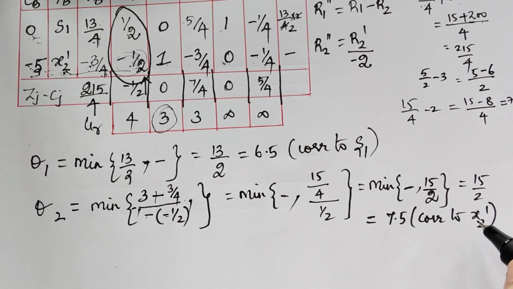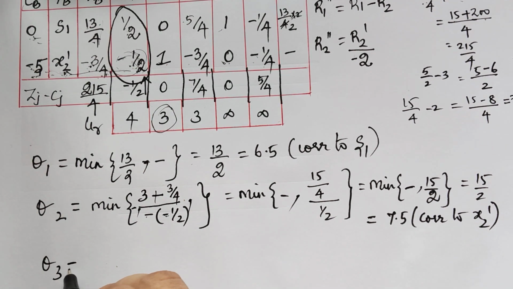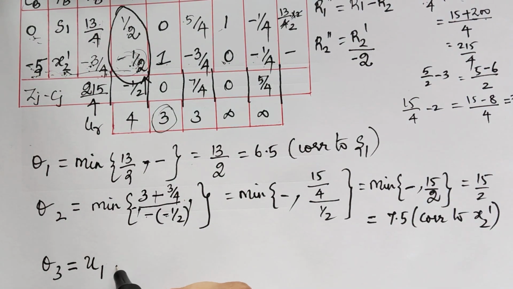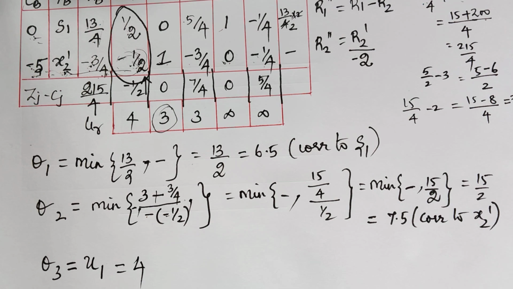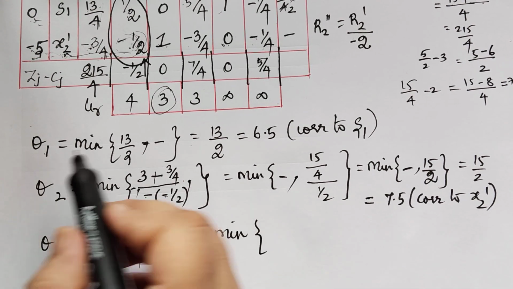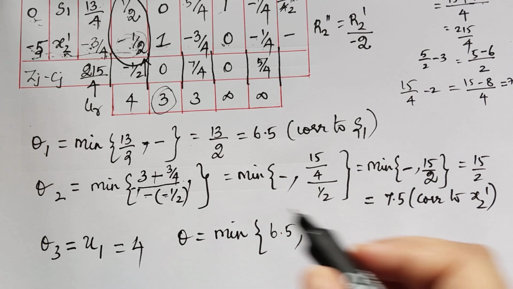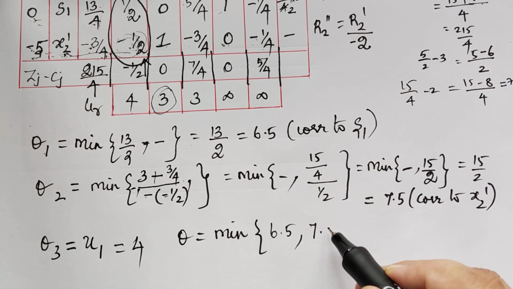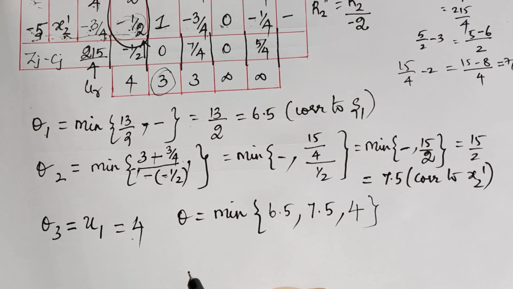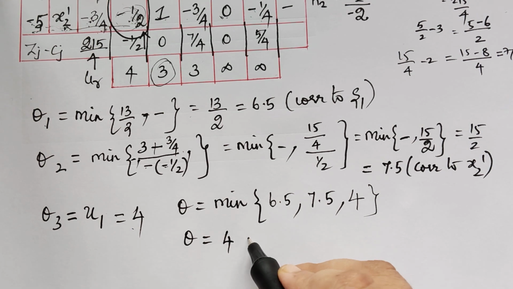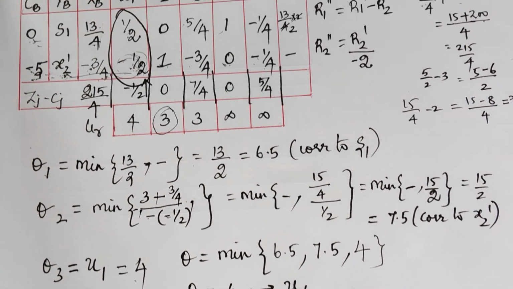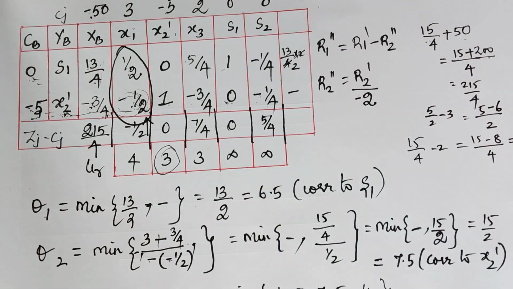And so now we have found this. Next we have to find theta 3, which will be equal to the upper bound of the entering variable. The entering variable is x1, so the upper bound u1 we have to write. The upper bound is 4 over here. Now we shall find theta, which is equal to the minimum of all three values: theta 1, which is 6.5, theta 2 is 7.5, and theta 3 is 4. So out of these values, which is minimum? Theta is equal to 4 is the minimum, and this is corresponding to u1, that is the upper bound, which means that the entering variable has to be updated now.